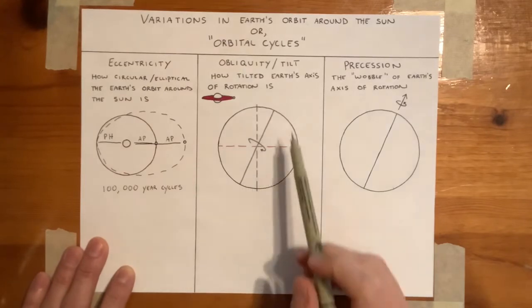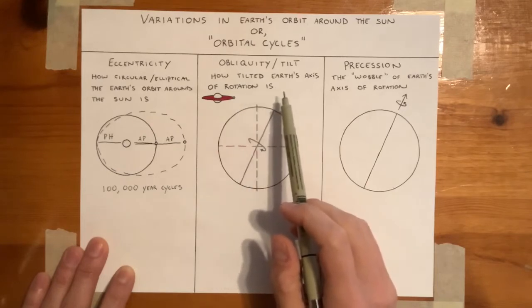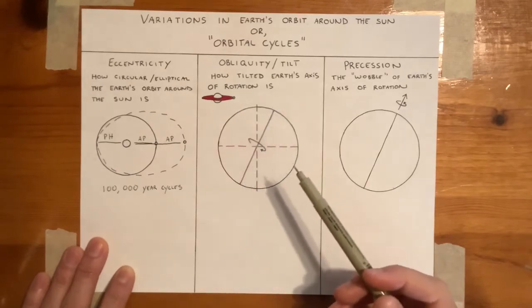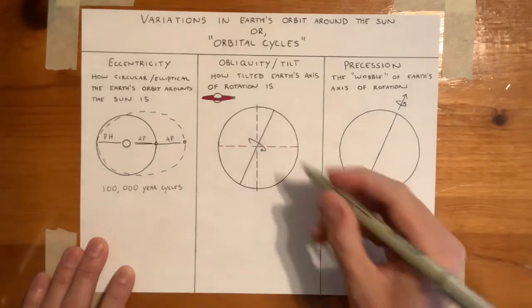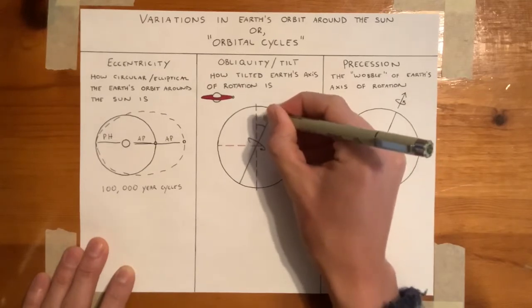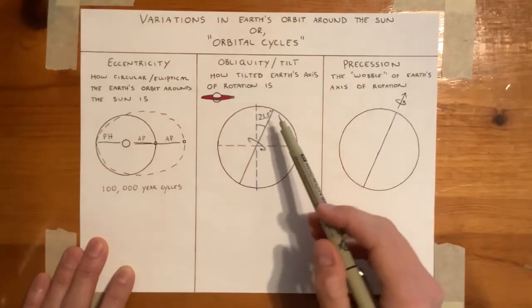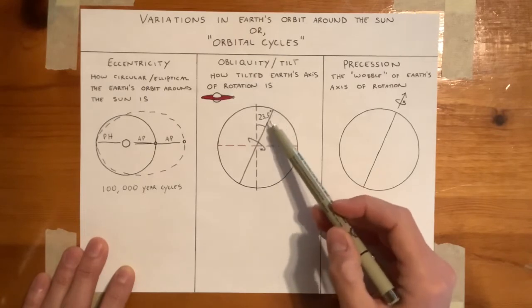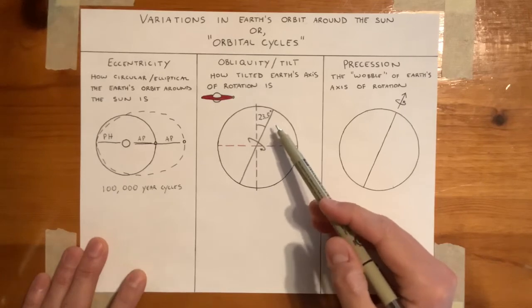Okay, obliquity, which is also sometimes called tilt, is how tilted Earth's axis of rotation is. Again, we remember from our lab a few weeks ago that Earth's axis of rotation is tilted, and today that tilt is 23.5 degrees. But the magnitude of this tilt changes through time. It fluctuates between about 24.5 and 22.1 degrees.